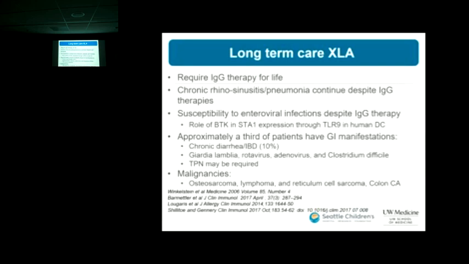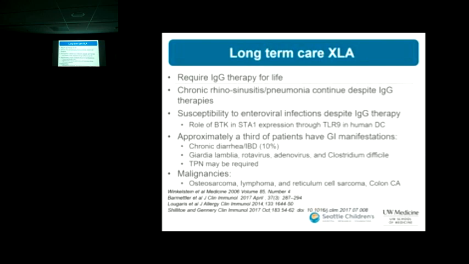The other thing that's important to recognize is that about a third of these patients will develop some GI manifestations that are almost like an inflammatory bowel disease, and they are difficult to manage too. About 10% can be diagnosed despite IVIG and require immunomodulatory therapies, but these are difficult to manage. So there is a lack of good therapies. All of these pathogens I identified in the slide, Giardia, adenovirus, and C. diff, are common in these patients.